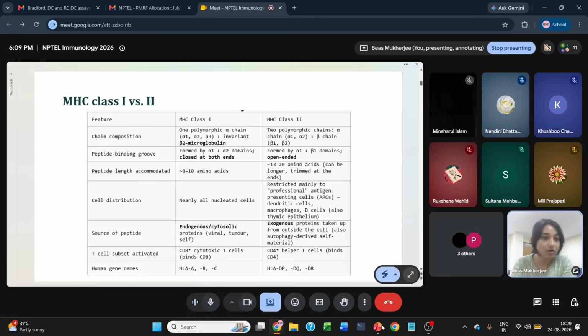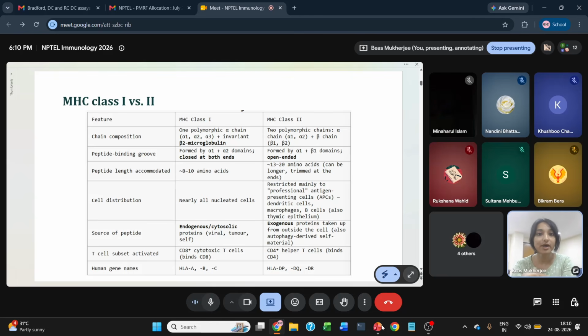Now the chain composition. Basically MHC class 1 has a polymorphic alpha chain. That means the alpha has three variants, alpha 1, alpha 2, alpha 3, that we saw in the figure, and there is an invariant beta 2 microglobulin that we saw, right? Then you have MHC class 2, which is polymorphic, that is alpha and beta: alpha 1, alpha 2 and beta 1, beta 2. The peptide binding groove is also different. For the MHC class 1 molecule, it is closed at both ends, and the hydrophobic contacts between the peptide molecules and the peptide binding cleft are very, very important here.